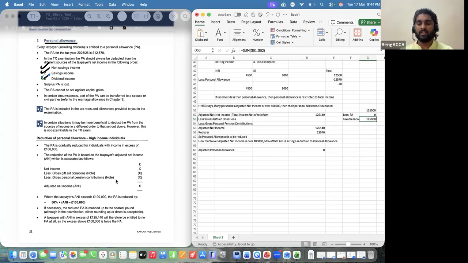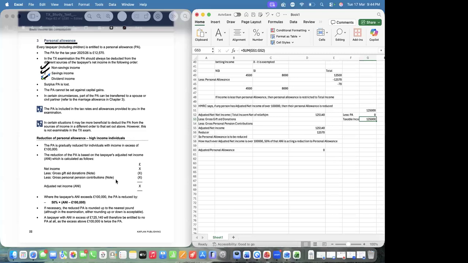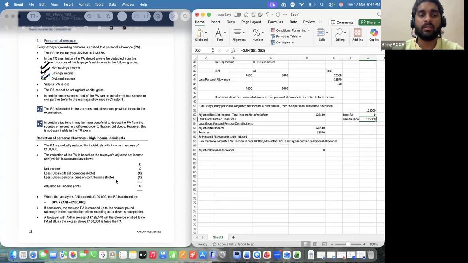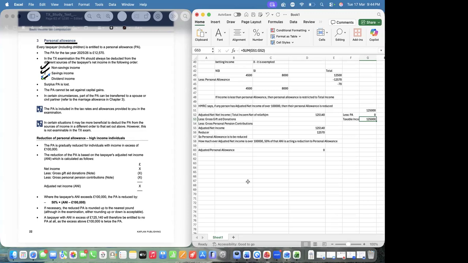So personal allowance should be deducted from which kind of income first, second, and third? Non-saving income, then saving income, then dividend income. Absolutely right. Clear. So you're clear until here, right? You've understood how we reduce your personal allowance and what our normal personal allowance is, correct? Yes, sir.